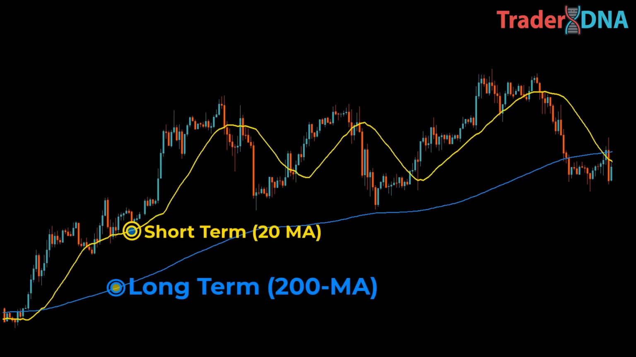The 20 period moving average is a short-term moving average, so it helps us identify the short-term trend of the market.